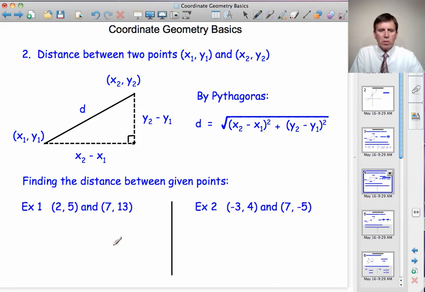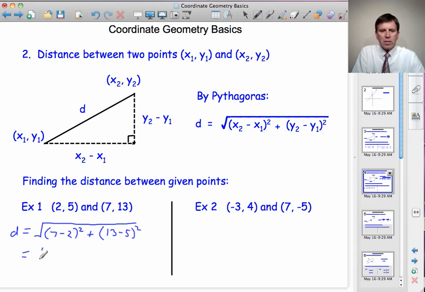Two examples, same 2 points, so we'll have d is the square root of the difference in the x-coordinate squared, that's 7 minus 2 squared, plus the difference in the y-coordinate squared, 13 minus 5 squared. So that's the square root of 7 minus 2 is 5, 5 squared is 25, plus 13 minus 5 is 8, and 8 squared is 64. 64 add 25 is 89, so d is the square root of 89. And this tends to come up on the Core 1 exam when you haven't got a calculator, so you would just leave it as root 89.